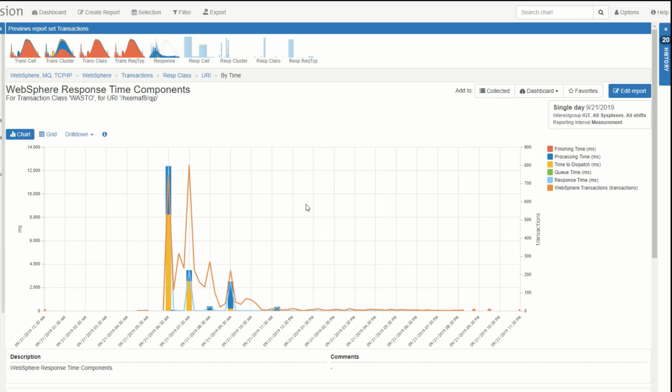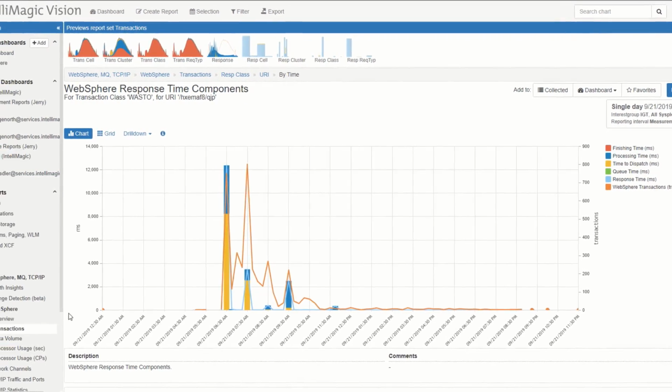We don't have time here to pursue this any further, but you could analyze the data over multiple days or look at related data such as WLM or share your reports with colleagues for their analysis. But now let's move on to WebSphere CPU reporting.